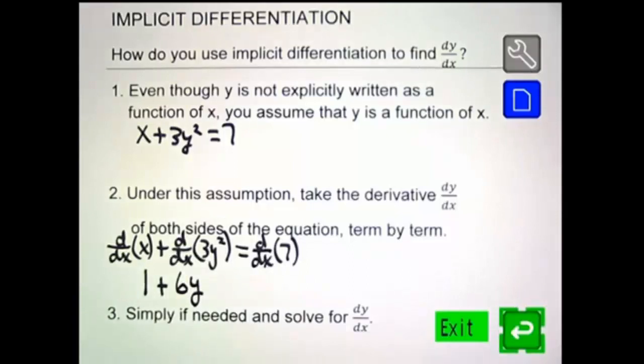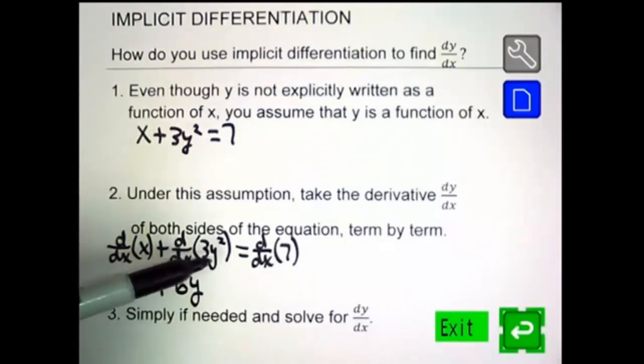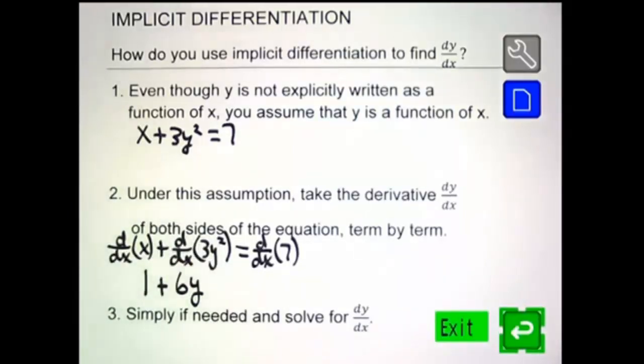If that were an x, we'd be done. But remember the assumption number one. We're assuming that y is really some function of x. Now we're going to talk about this in more detail later, but for right now just try to keep an eye on the big picture. If y is really some function of x, then we have to come back by the chain rule and take the derivative of the base.